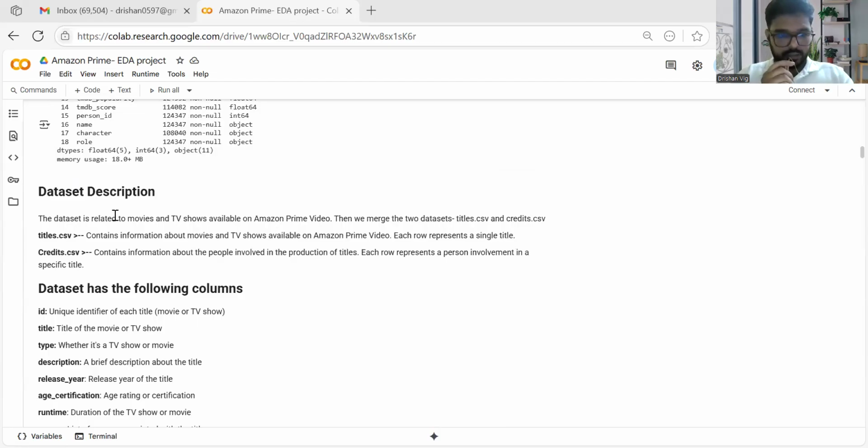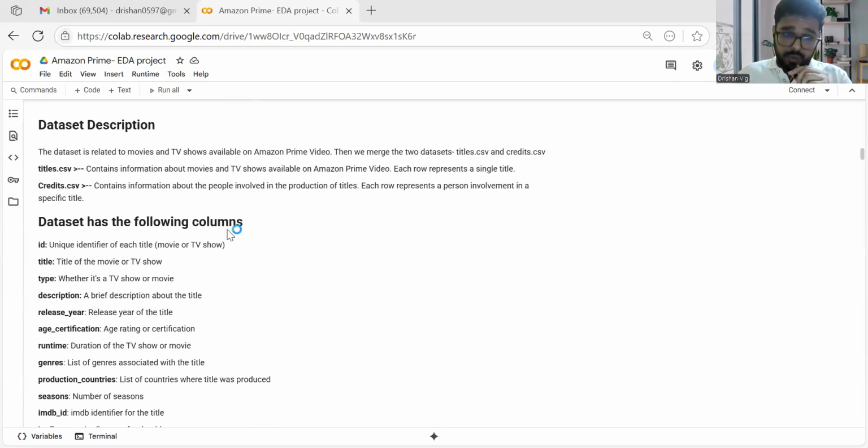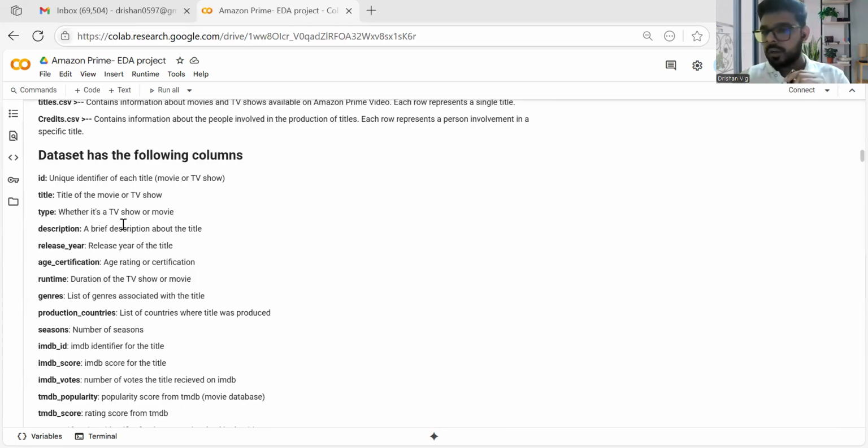So it basically describes the two data sets' information. The data set has the following columns. I'm talking about the merged data set here. I'm not talking about title.csv and credit.csv, because earlier it was two data sets. Now we combine these two data sets into a single data set, and then we're going to perform the calculations and all the things on this merged data set.